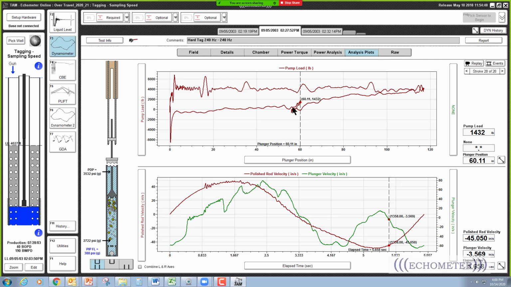And that's an increase in load due to the valve closing and picking up some fluid load, and then as it starts to move back down, it opens back up on the rest of the downstroke.